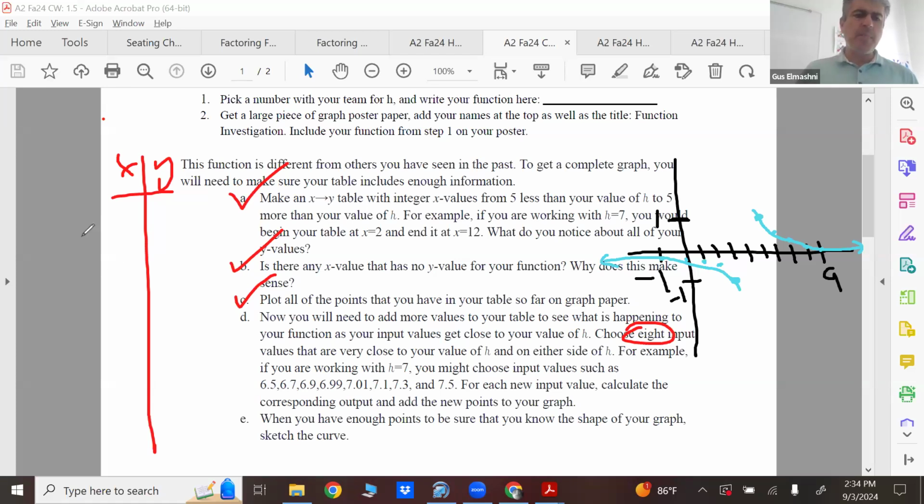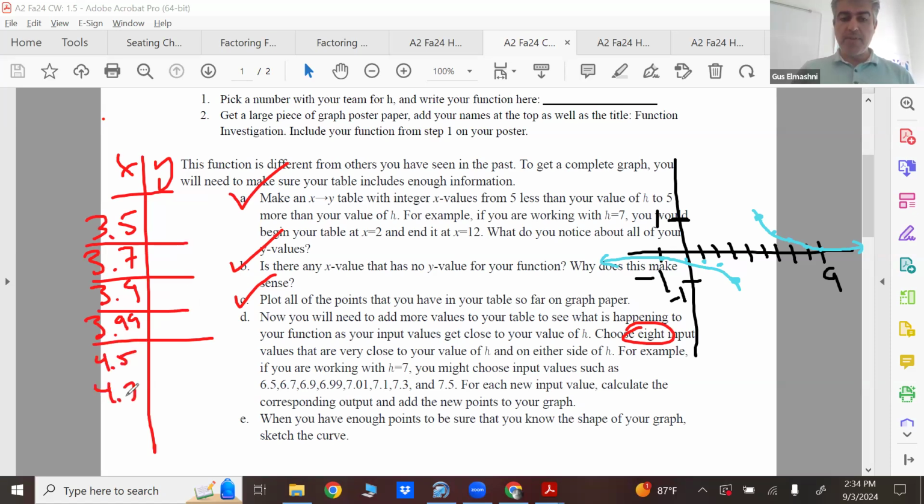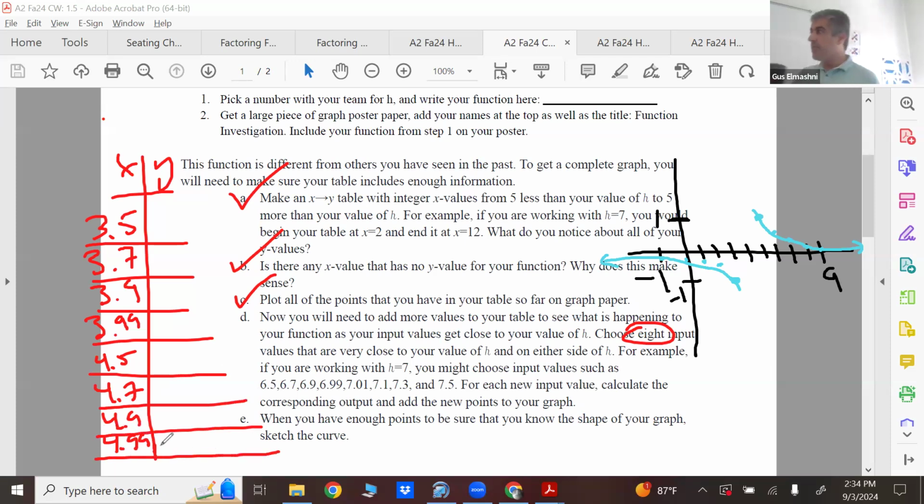Let's do 3.5, 3.7, 3.9. I'll use their examples. I think it's good. And 3.99. Then we're also going to do 4.5, 4.7, 4.9, and 4.99. Okay, does that make sense? Yeah, Nathan, go ahead.